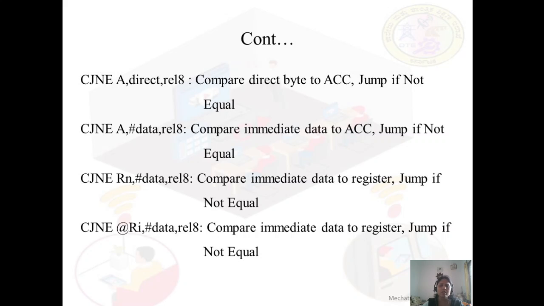So these are the different conditional jump instructions. All these conditional jump instructions are short jump instructions. Understood? It is your JC, JNC, JB, JNB, DJNZ, CJNE. For JZ and JNZ, you have to use the accumulator only. Remember this.